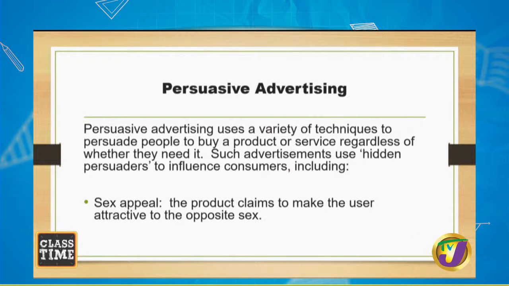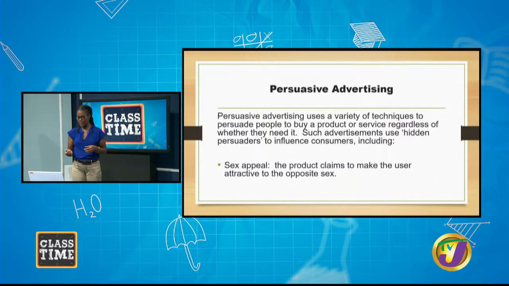Now to persuasive advertising. Persuasive advertising uses a variety of techniques to persuade people to buy a product or service, regardless of whether or not you need it. Such advertisements use what we call hidden persuaders to influence consumers. We're going to look at a few examples of hidden persuaders, and you might be able to relate to some of these. Now, the first one is sex appeal.